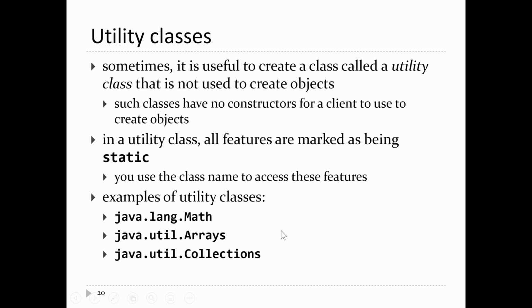Now, these are by far the less common type of class in Java. Normally, classes are not utility classes, but there are some important utility classes in the standard library. The Math class is an example of a utility class. It's got some constants, pi and e, and a bunch of static methods that do mathematical operations, but there are no Math objects. Arrays is just a bunch of methods that operate on arrays. And Collections is just a bunch of static methods that operate on lists and sets.